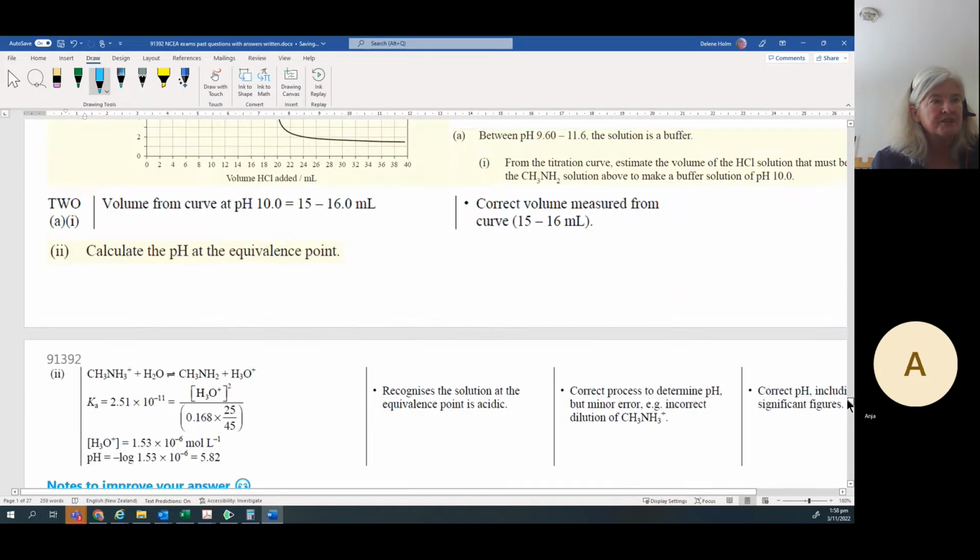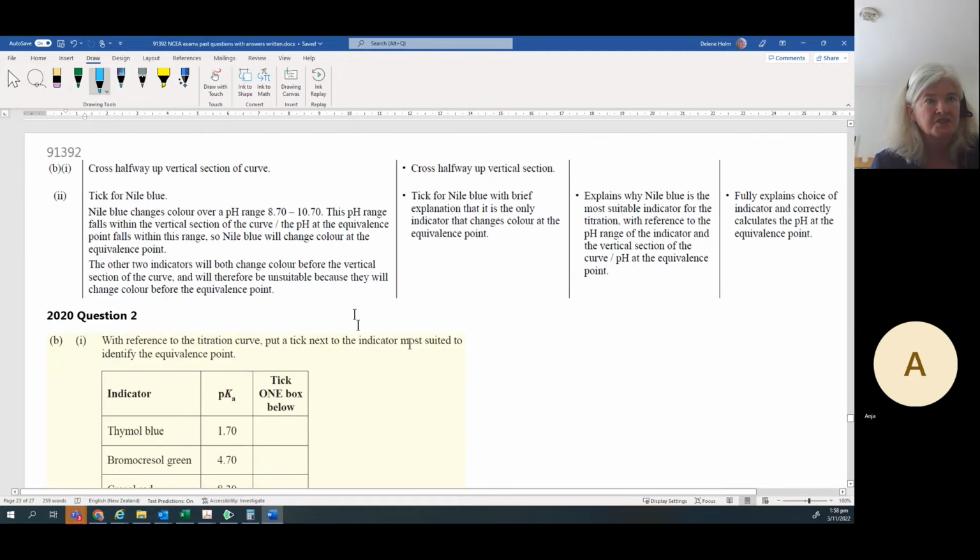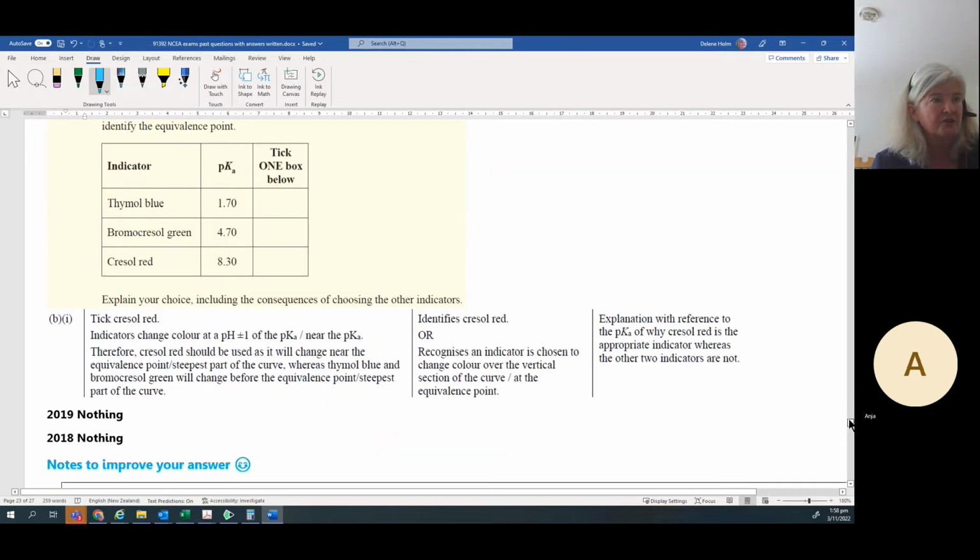The other question that we haven't touched on is indicators and buffers. They don't always ask a question on indicators, but they could. So remember, the pKa of the indicator must be within 1 pH unit of the equivalence point. So not of the pKa of the acid or the base, it's got to be within the equivalence point. So we want to basically have this color change happening when we have reached the equivalence point. And that's how you work it out. So this is just all the explanation. You can look it up and see how it works.